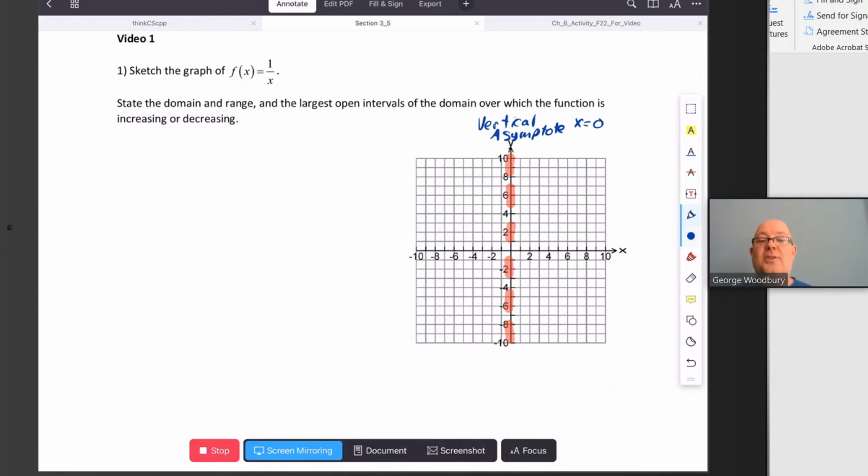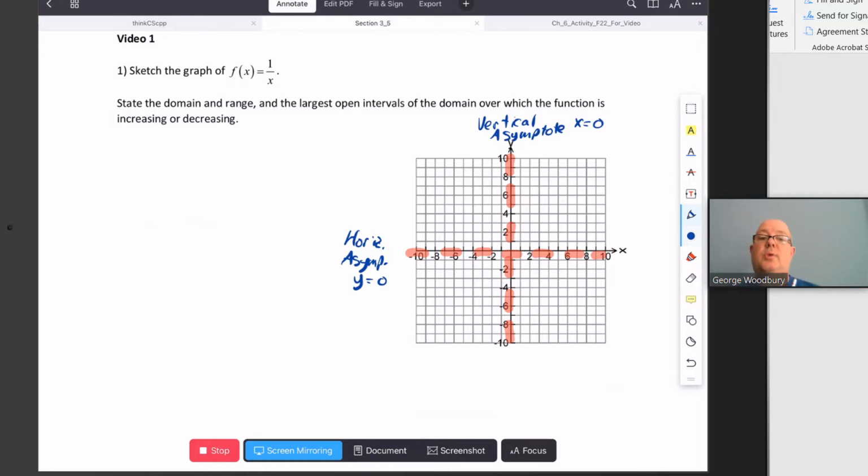Anyway, the horizontal asymptote is the x-axis. And so that is y equals 0. That means as we move to the right and to the left, the graph is going to approach that asymptote. It's going to get closer and closer. Here, it won't actually touch it because 1 over x equal to 0 has no solution.